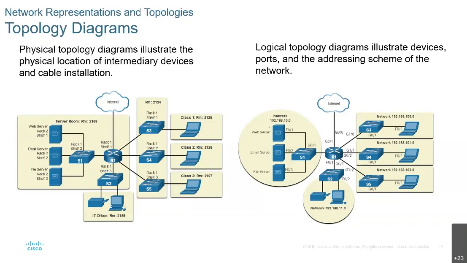The moment you see these four octets over here, you know that it is an IP version 4 address. So this network is 192.168.10 network. This network is 192.168.11 network. This network is 192.168.100 network. This network is 192.168.101 network. This one is 192.168.102 network. So the moment you see these IP addresses, you know that they are on different networks.